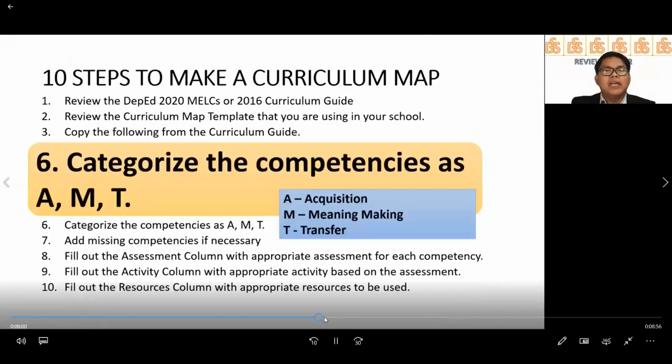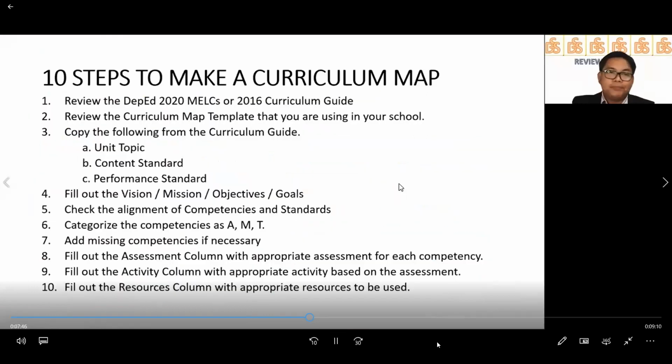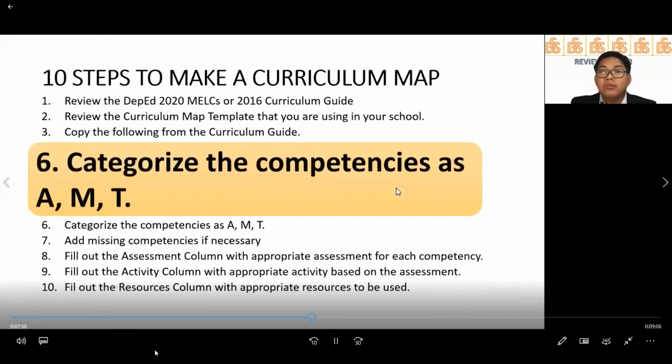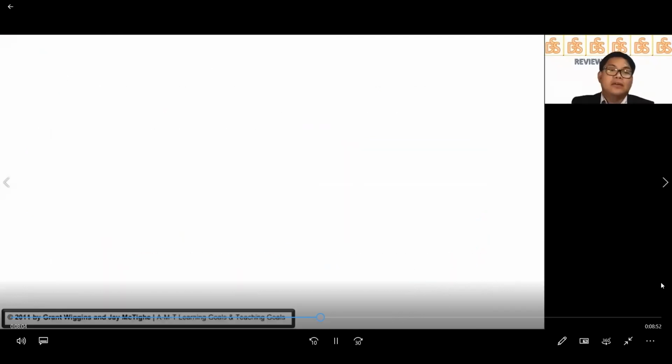Okay, let's proceed to the next. Number 6 is categorize the competencies as AMT. Ano ba yung AMT? That is acquisition, meaning making, and transfer. Okay? Ano ba itong AMT learning goals na ito?